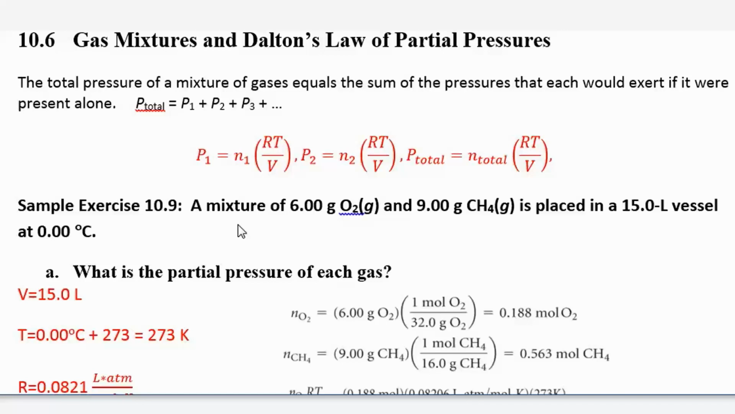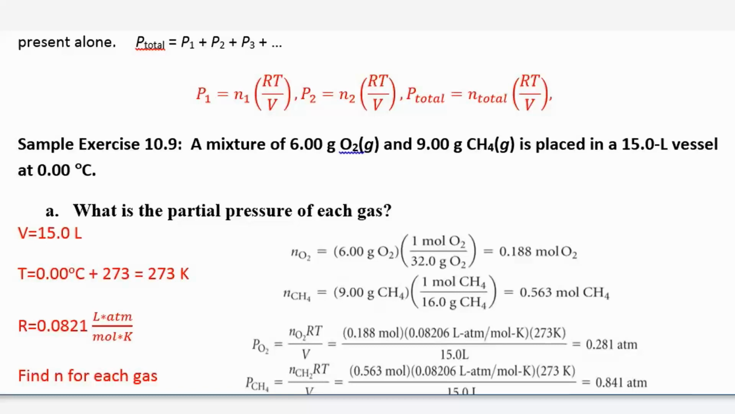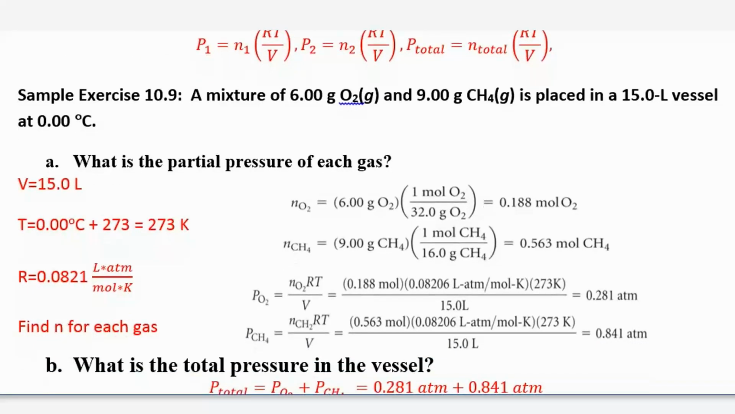You have a mixture of oxygen and methane. You have 6 grams of oxygen and 9 grams of methane, and you put it in a 15-liter flask at 0 degrees Celsius, and they want to know the partial pressure of each gas. So I'm going to use the ideal gas equation here. I'm going to have PV equals nRT, or I can solve that for N.